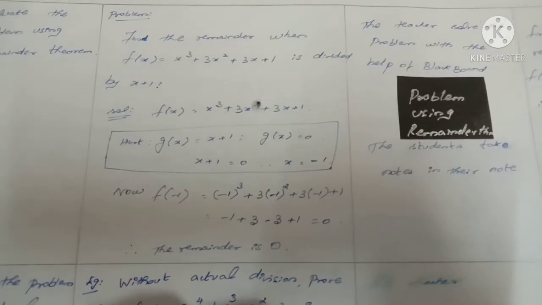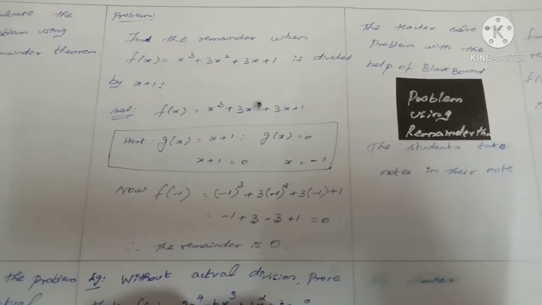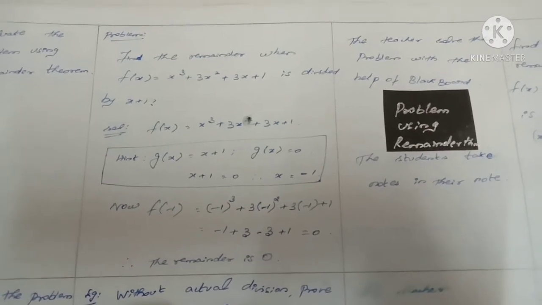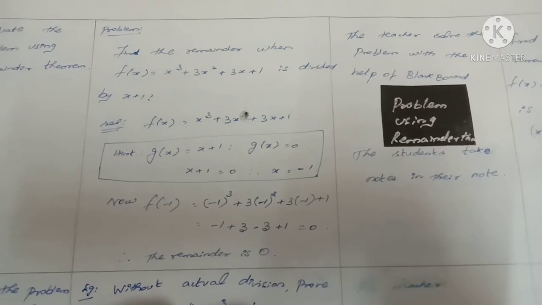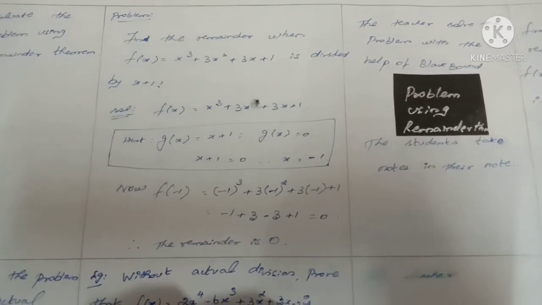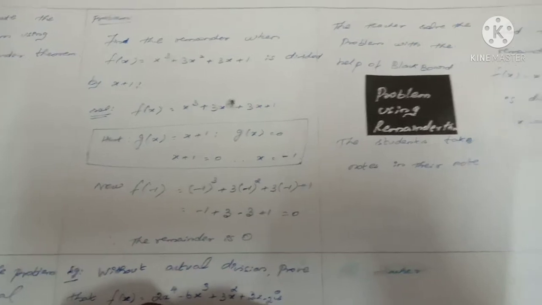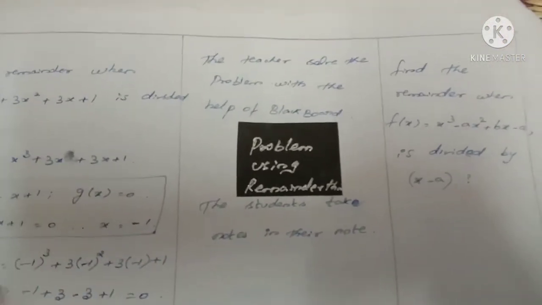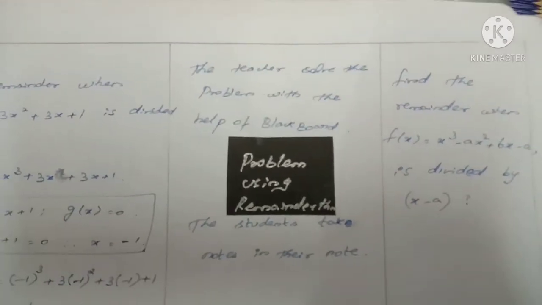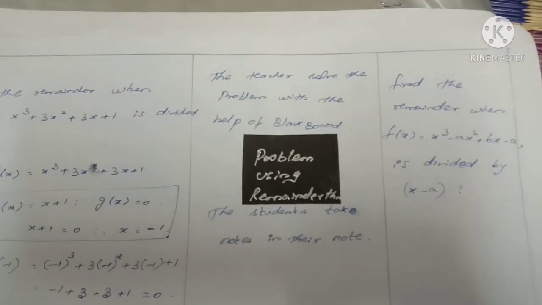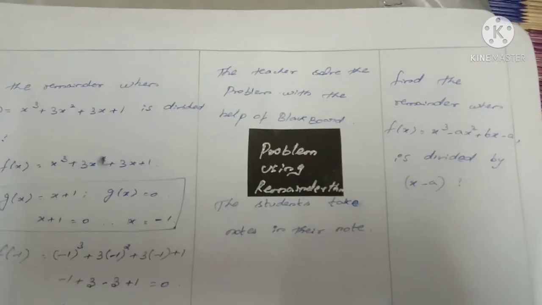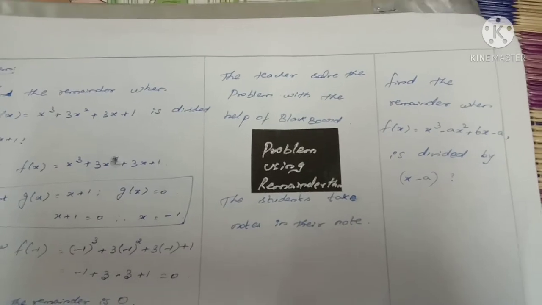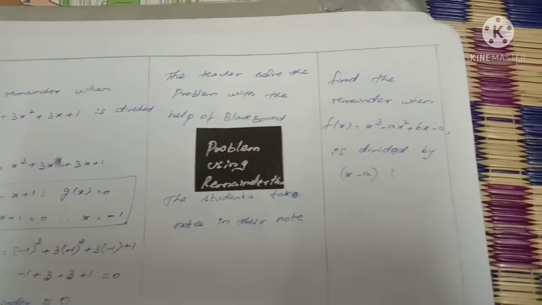Now f of minus 1 equal to minus 1 whole power cube plus 3 into minus 1 whole square plus 3 of minus 1 plus 1 equal to, the answer is 0. So therefore the remainder is 0. In the next box, the teacher solved the problem with the help of the blackboard. There we have to paste the black chart. Inside, write problem using remainder theorem. Next, the students take notes in their note.